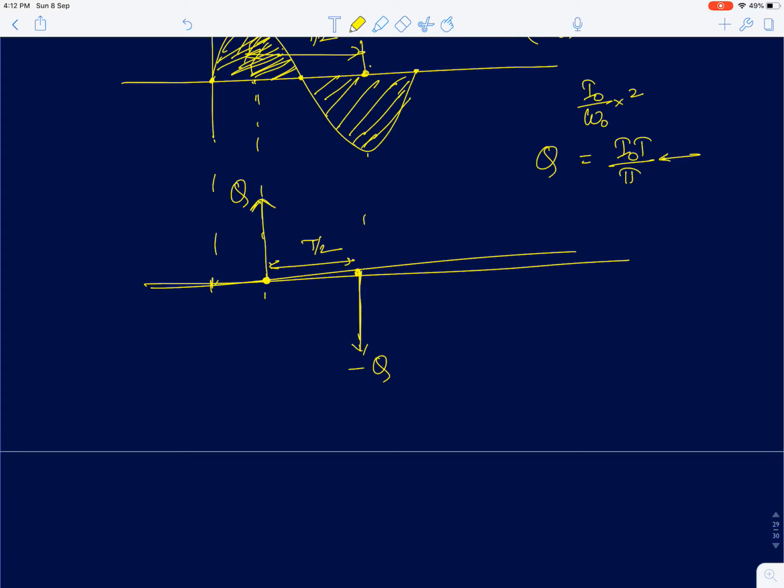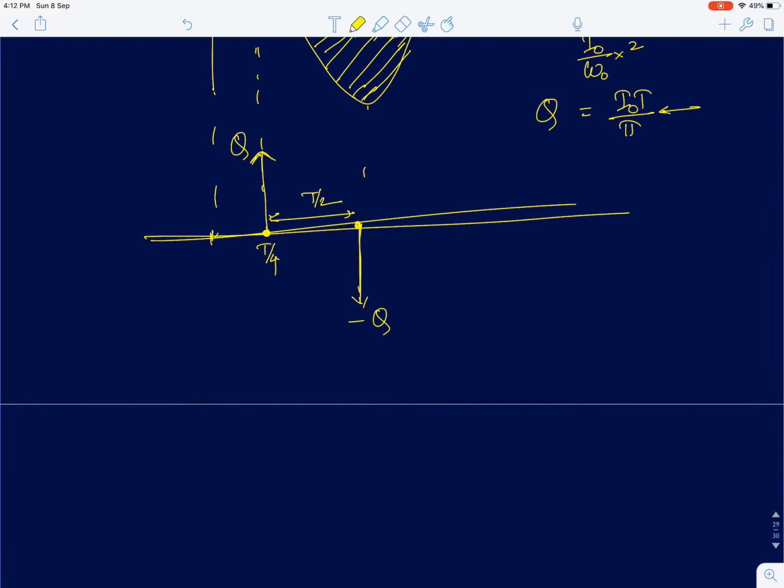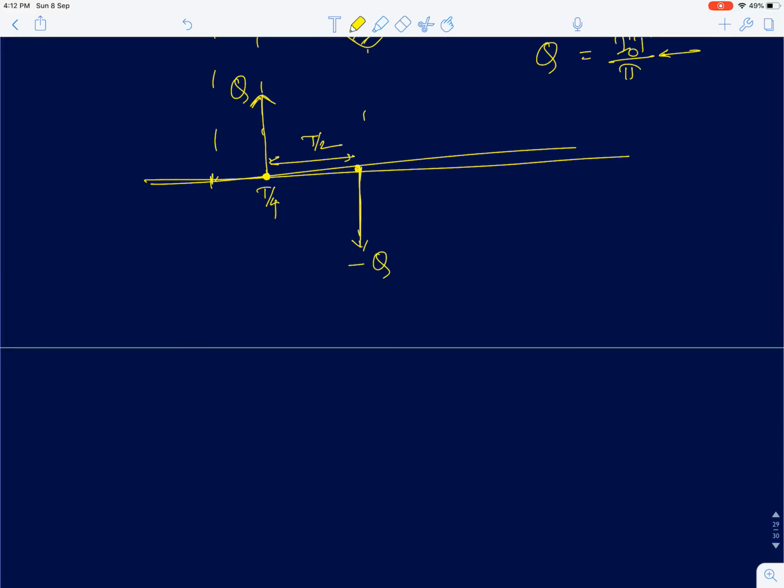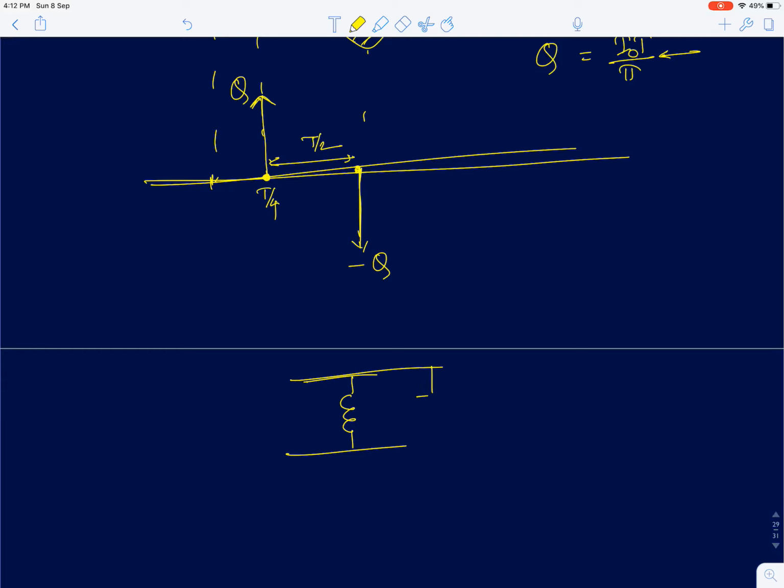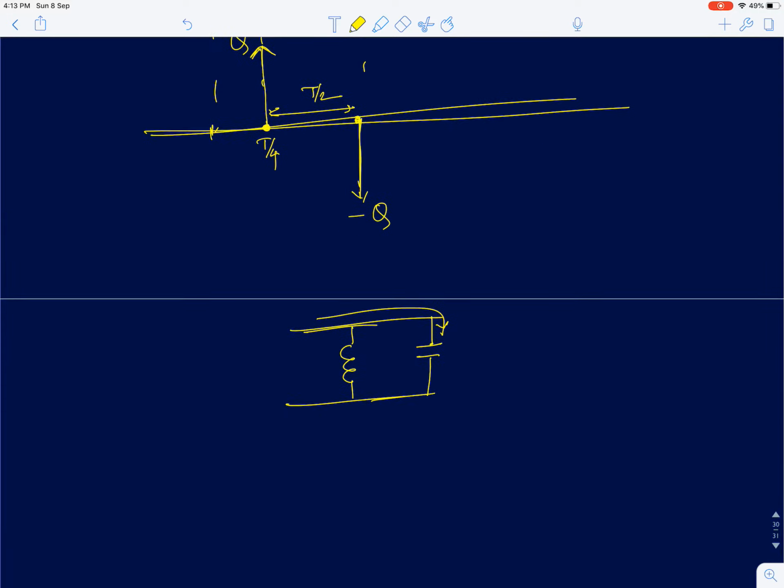Here I'm going to inject this charge at T by 4 seconds to a parallel LC tank. The instant the LC tank sees an impulse of charge, we already know that the inductor will offer an infinite impedance, so it will instantly flow through the capacitor. Since it's an impulse of charge, the charge transfer takes place instantaneously, and so there will be a step voltage across the capacitor.